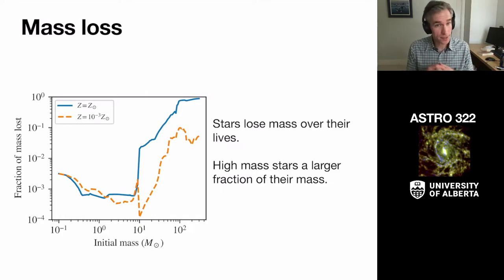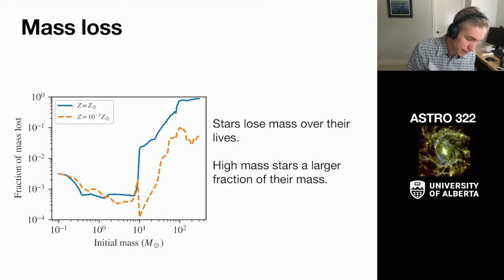So we talked about the solar wind kicking off about 10 to the minus 14 solar masses of particles per year in our own solar system. In other solar systems, those numbers are like 10 to the minus 6 or 10 to the minus 5 solar masses per year. So this means that those are high mass stars. And so that means that stars can lose a huge fraction of their mass over their main sequence lifetime. And what I've plotted here is the fraction of mass lost as a function of the initial mass of the star for a couple of metallicities.